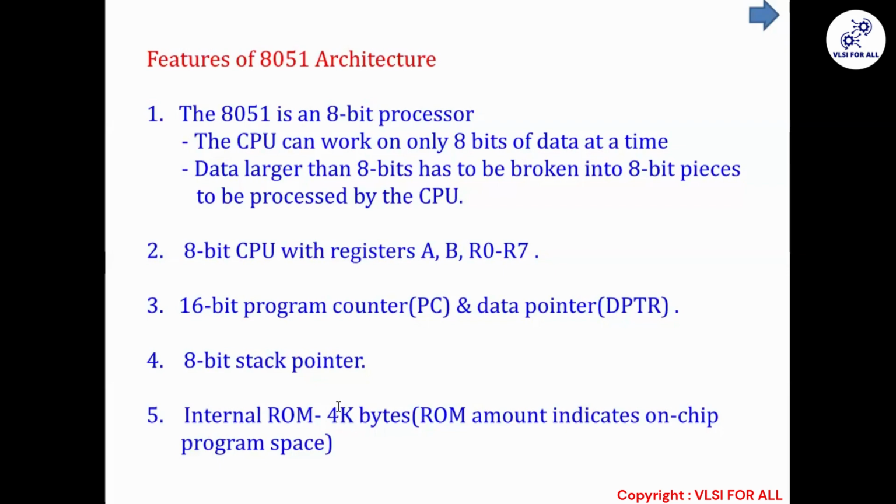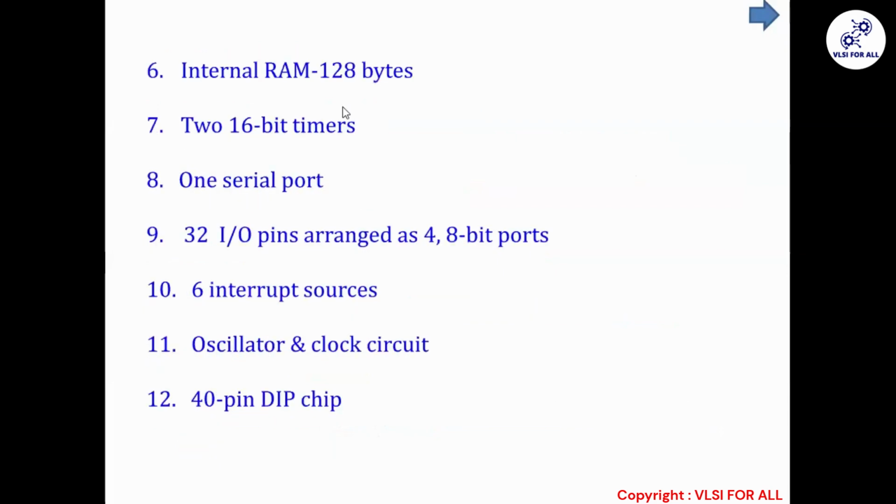So, to address 4096 locations, 2 to the power 12 means 12 bits are required to address it. Okay, further. What about the RAM? 128 bytes of RAM is required. And again, to address 128 bytes, how many bits will be required? For addressing it, you will require 8 bits. Keep in mind, 8 bits are required here and 12 bits are required in the other case.